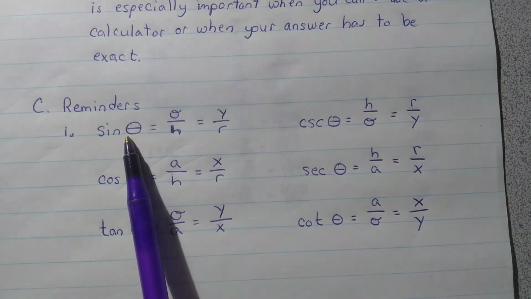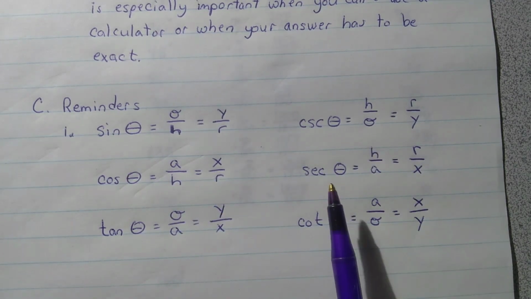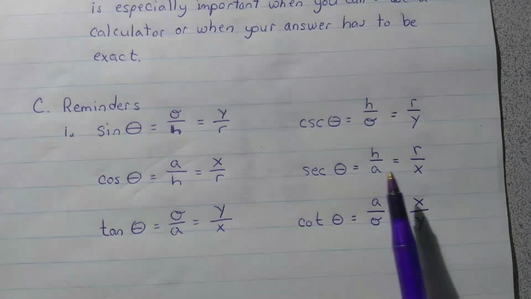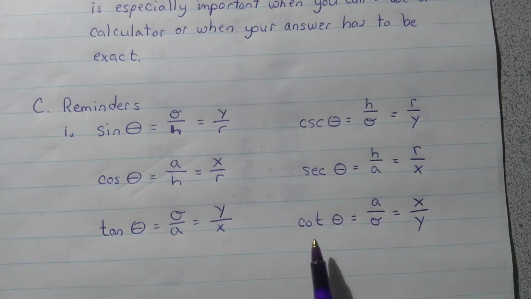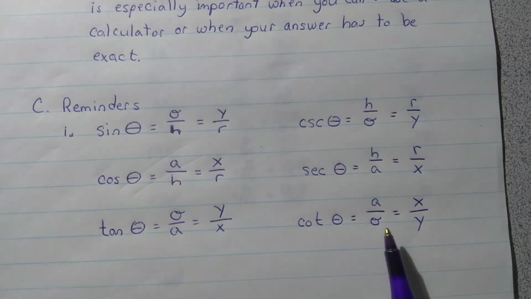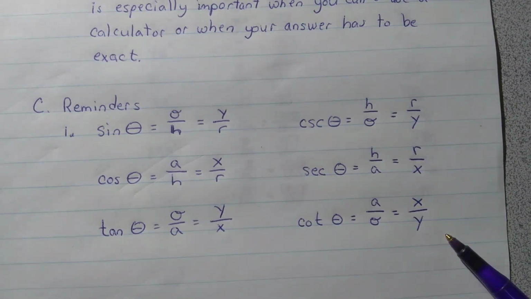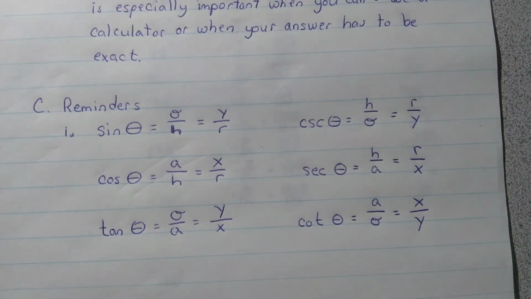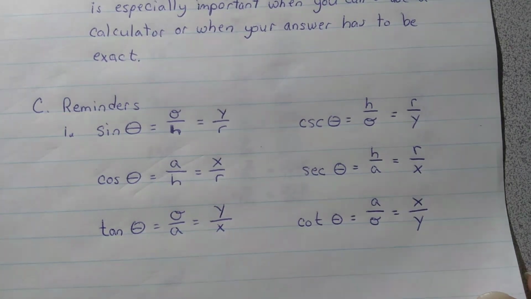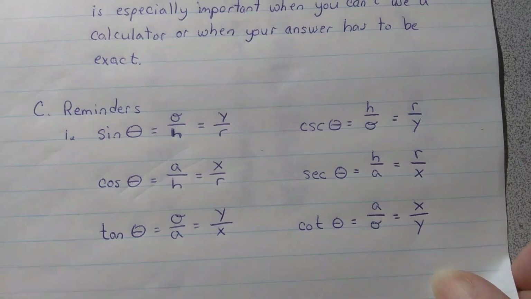Cosecant is the reciprocal of this, so you just have to flip it over. Secant is the reciprocal of this, so you just have to flip it over. And cotangent is the reciprocal of this, so again, you just have to flip it over. Now you've already had all of these. I am just reminding you about what you already know, but you will need those things in order to be able to master the unit circle.